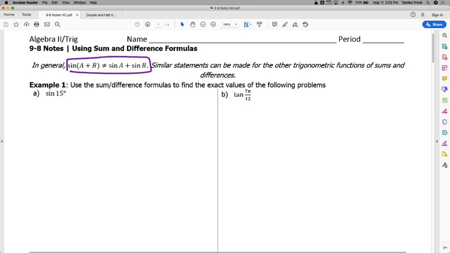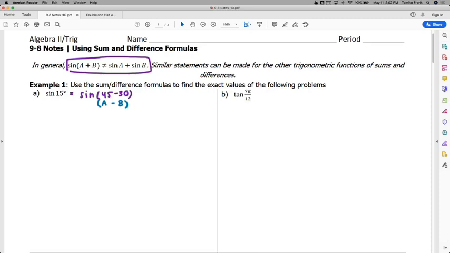So 15 degrees, there's a couple ways we can do this. The book is going to do it one way, I'll do it a different way. The sine of 15 degrees, I can express that 15. That's the same thing as saying 45 minus 30. So we can express 15 degrees as 45 minus 30, and then we have the following problem. This becomes the sine of A minus B, where A is 45 and B is 30.